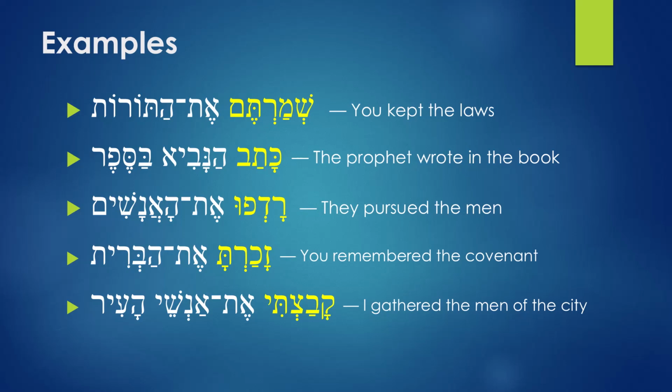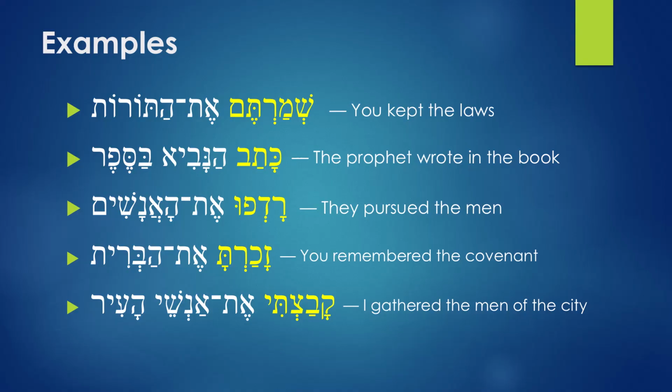Next you have katav hanavi basefer. Katav means he wrote. Hanavi means the prophet. Navi means prophet. Basefer, and this form is what I was talking about. When you have a preposition be and it's pointed with a patach, just know that you have a swallowed up definite article there. So that means in the sefer. Sefer means book. The translation is, the prophet he wrote in the book. The prophet wrote in the book.